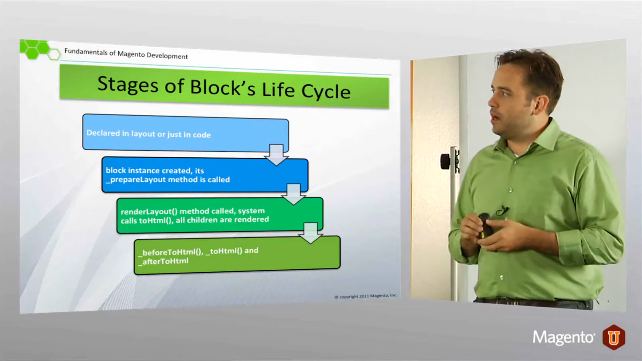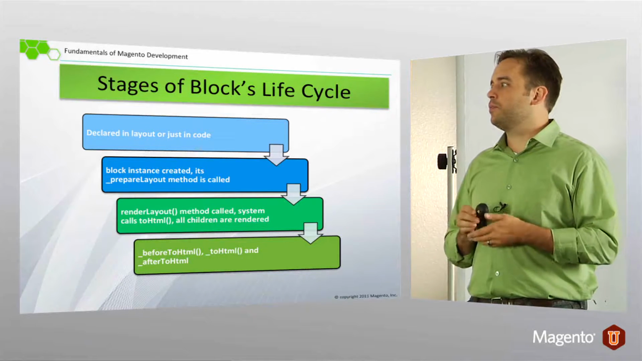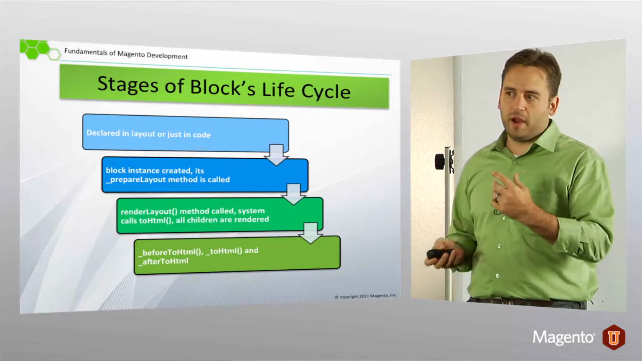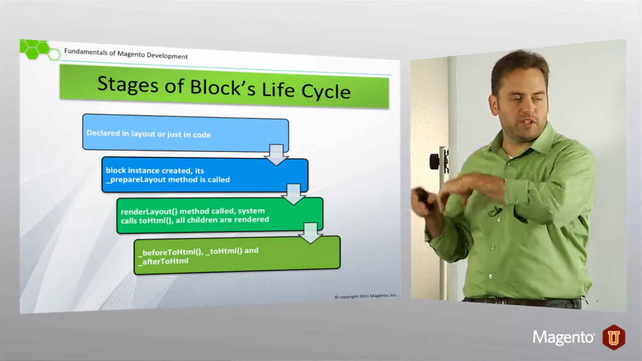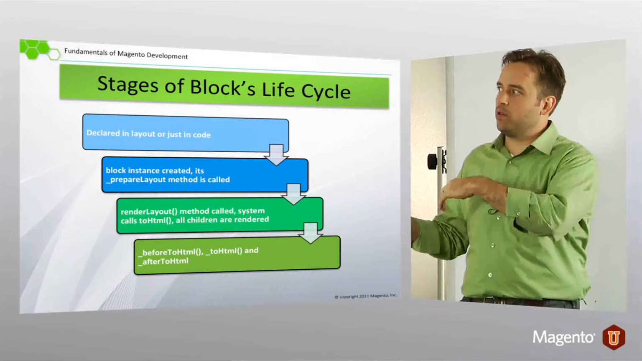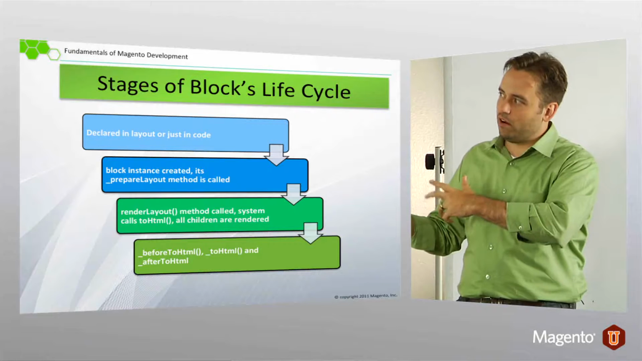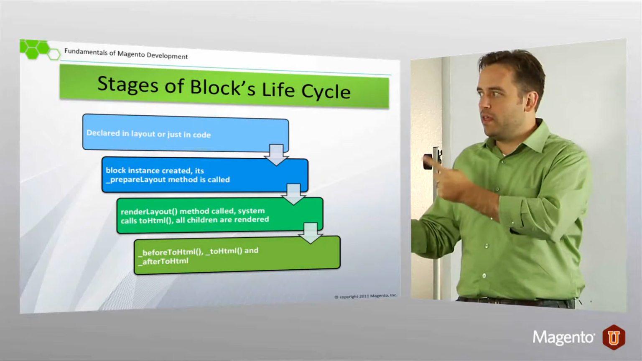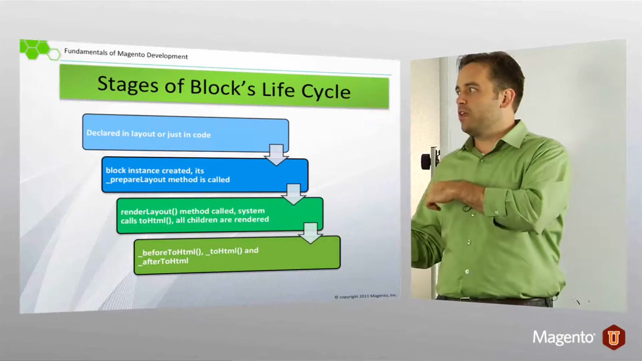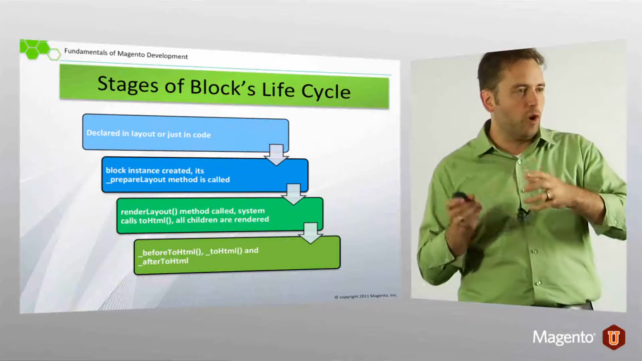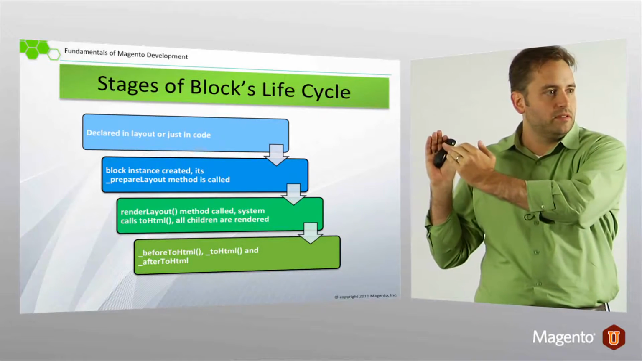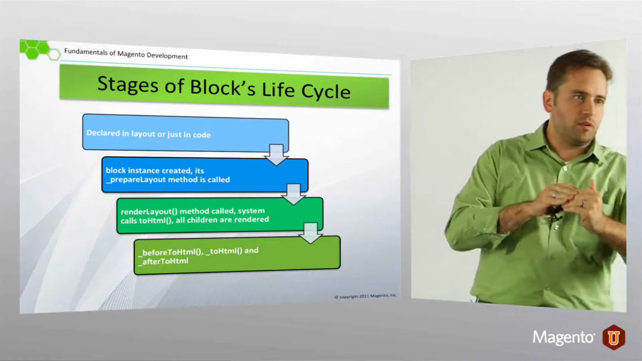Render layout method is called. So in a controller, we might have this load layout. We get our XML, set up our blocks. Those blocks would be instantiated. All the prepare layout methods would be called. And we call render layout. Render layout basically will eventually call this toHTML method, and we'll start getting all of our block output.